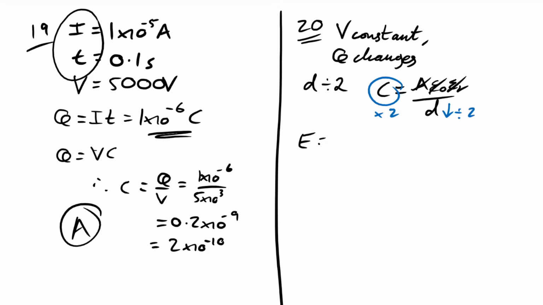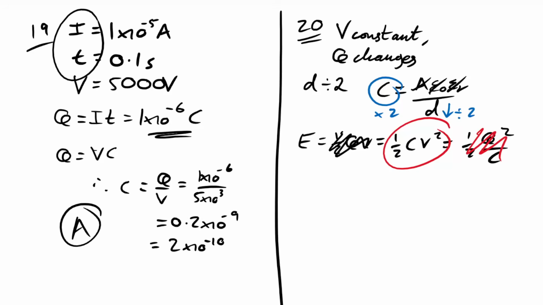Now we need an equation for energy. We have 3 to choose from: half QV, half CV squared, and half Q squared over C. Which one are we going to choose? Well, we want the one where something is staying the same. Because we know that Q and C are both changing, we're not going to use those. We're going to use half CV squared. So therefore, energy is proportional to C. If C goes up by a factor of 2, then energy must double as well. So the answer must be C.